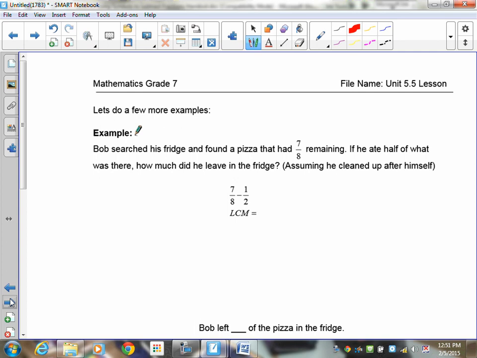Bob searched his fridge and found a pizza. He had 7/8 remaining. If he ate half a pizza, I'm going to change this just slightly. If he ate half a pizza, then how much did he leave in the fridge? So we have 7/8, and he's going to eat half a pizza. So 7/8 take away half.